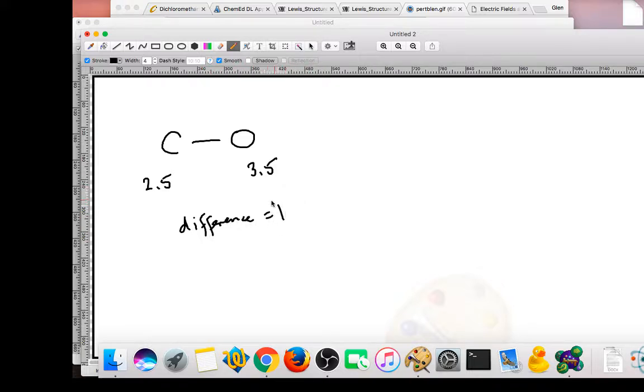Now, that difference, 1, means that oxygen wins here. Most of the electrons in this bond go towards the oxygen. So that means that this bond is going to look like this in real life. The electrons are going to be mostly with the oxygen. You see, this strange shape that I've drawn shows you where the electrons are spending most of their time. Most of the time, the electrons are over here.